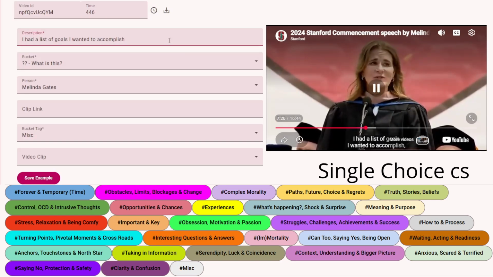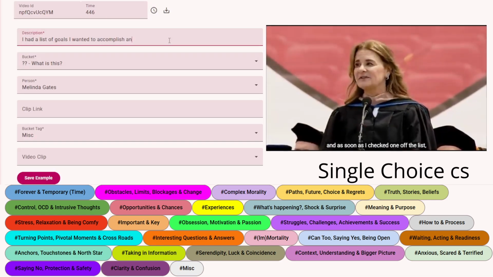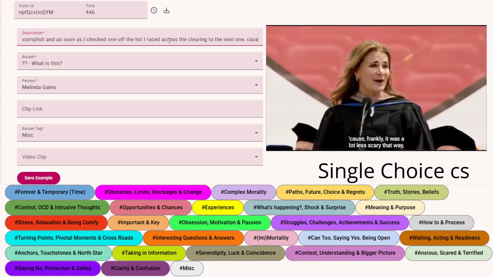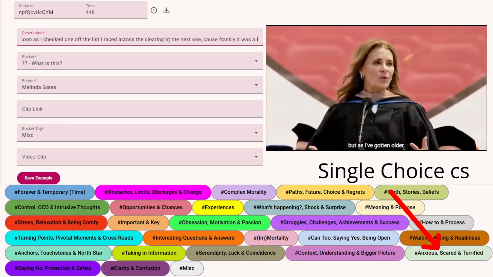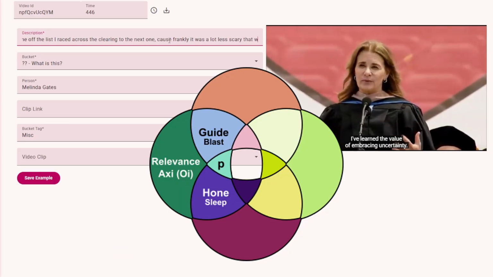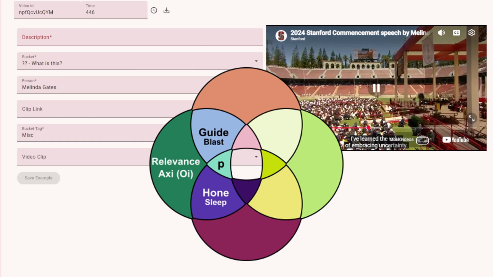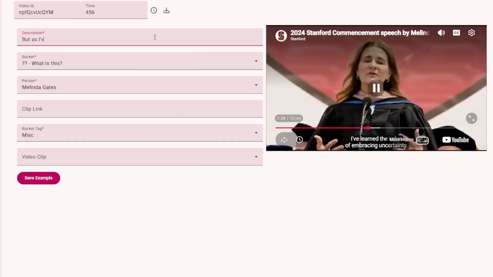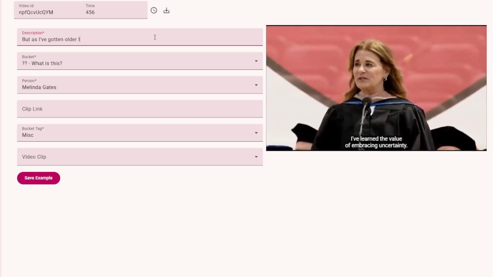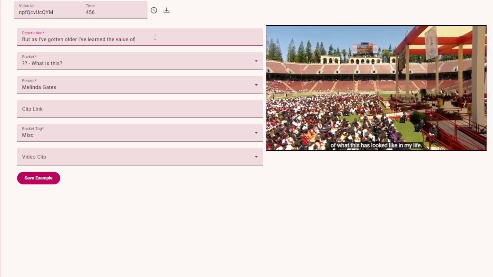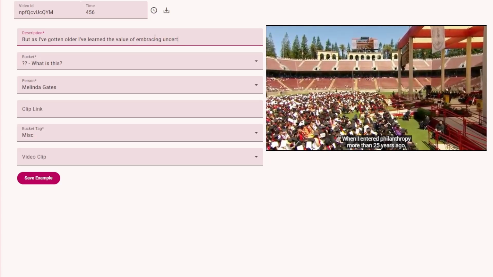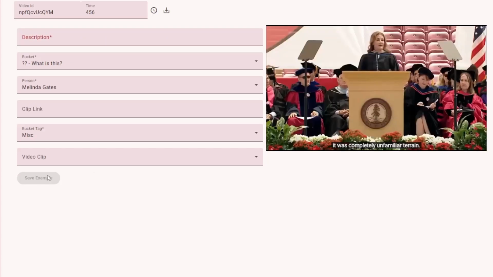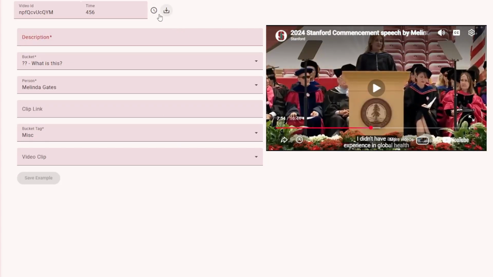I had a list of goals I wanted to accomplish, and as soon as I checked one off the list, I raced across the clearing to the next one. Because frankly, it was a lot less scary that way. Scary is another choice word, especially in this context. Checking things off a list I've heard from other guide saviors, but it may also point towards cleaning up, meaning more protectiveness. But as I've gotten older, I've learned the value of embracing uncertainty. With this one, aside from the usual choice and explore last, I just want to point out that I would have expected this to come from an IJ like Riley, not an EJ like Melinda. And this is why I wanted to put their classes back to back so you can see the contrast starkly.